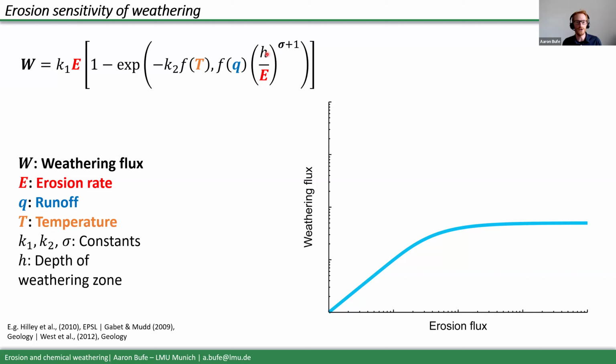And here, erosion features, again, this is essentially the expression of the control of time that the minerals have in the weathering zone, and how that impacts weathering rates. Essentially, this model produces this characteristic shape where at low erosion fluxes, we're dominated by this linear term at the front. If there's not enough stuff to weather, everything gets completely weathered. So there is a perfect linear relationship between what gets brought to the surface by erosion and what gets weathered. So that's where we get this linear portion.